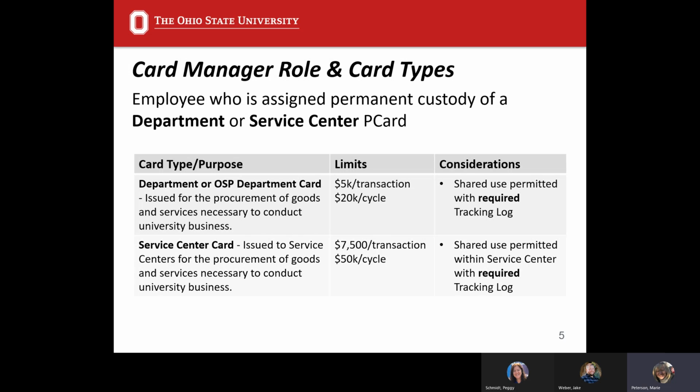The standard limit for the department card is $5,000 per transaction and, effective January 1st, $20,000 per cycle, while the Service Center card is set with higher limits at $7,500 per transaction and $50,000 per cycle. Some cards may be issued with lower or higher limits as authorized by your unit. Lastly, the card is embossed with a unit or program name.